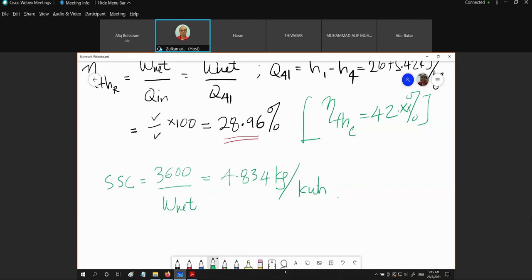So this is what is called a normalized parameter, whereby you can compare a big plant to a small plant, because you are going to have the same power output. This is the amount of steam consumption.